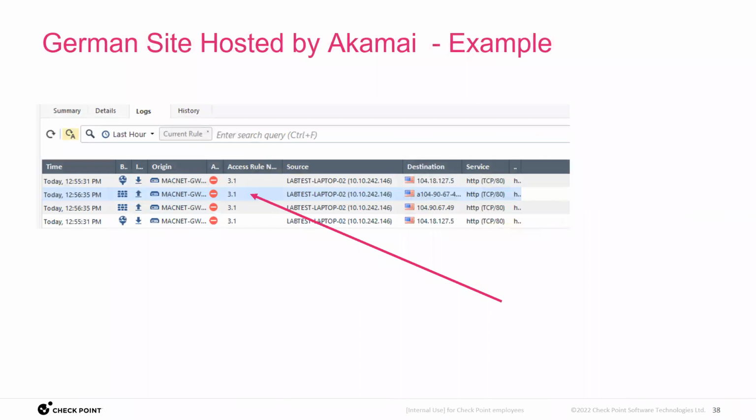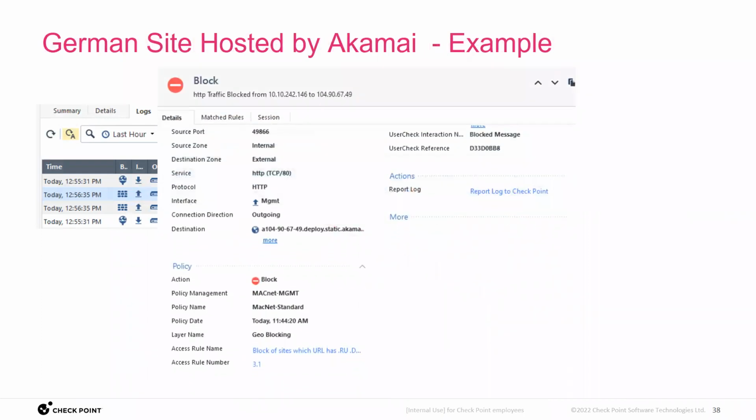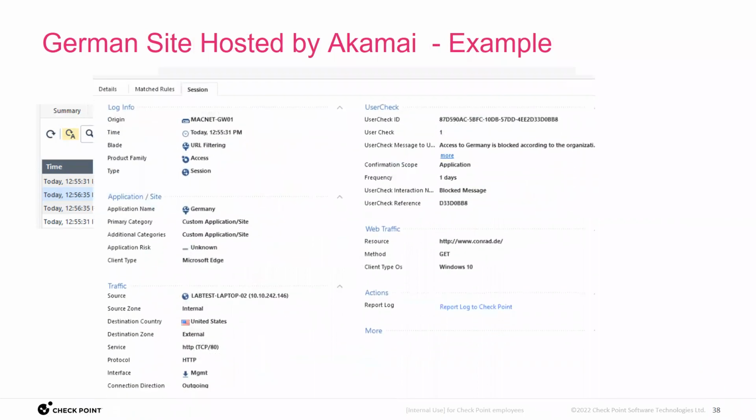If I click on the second one, you'll notice, again, this is a block. It's based on Rule 3.1, which is whether it's Russia, Belarus, or Germany. It is blocked. I got a blocked message. You can see I went to conrad.de, but the destination again is United States.